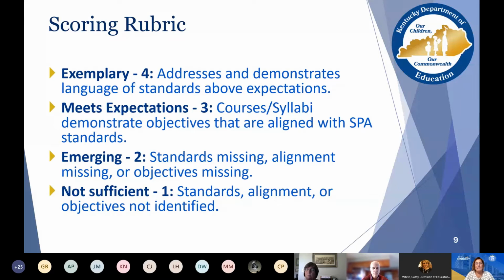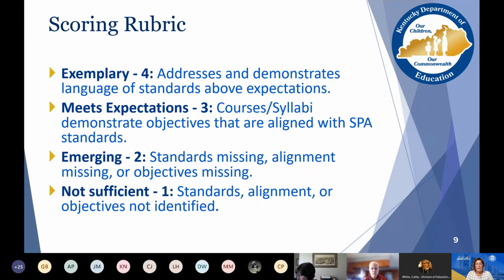But 3, meets expectations is what our expectation is from our KDE office, is that the courses and syllabi do demonstrate that they are aligned with the SPA standards and elements. So that's one of the things that you will be looking for. As you review the programs, you want to see how the SPA standards and elements are addressed through the course objectives, the experiences, and the discussion. The requirement is that through all their required courses, they would have demonstrated each of the SPA standards and elements.